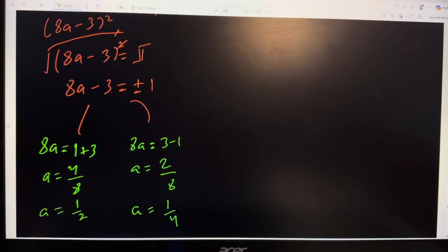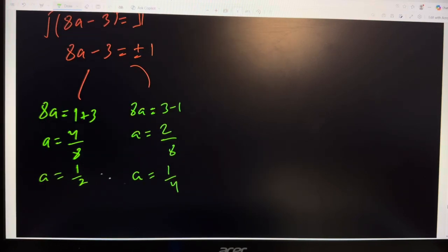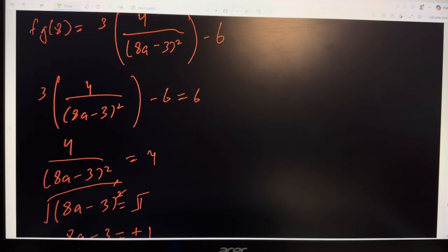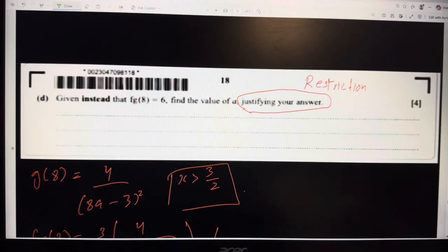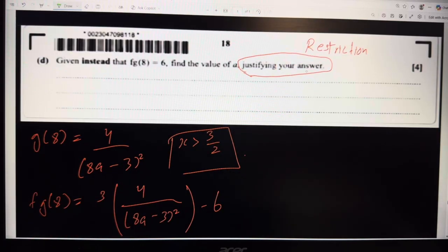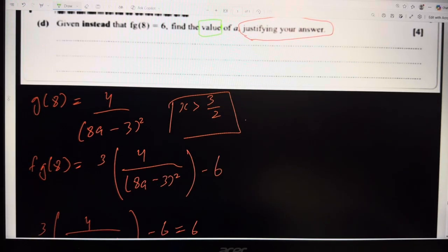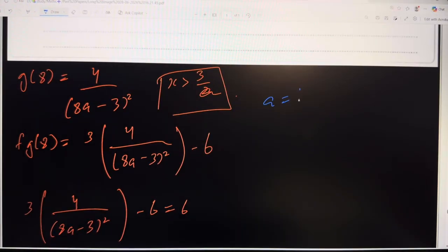Now this is a big thing here. This can't be both. He said justifying your answer, because there must be a singular value of a, not two values. This is a restriction, please understand this. And also again, it said find the value, it didn't say find the values of a, find the value of a. So a is equal to 1 upon 2 and a is equal to 1 upon 4.